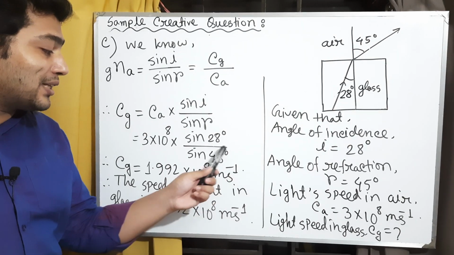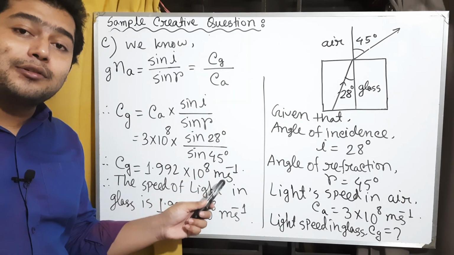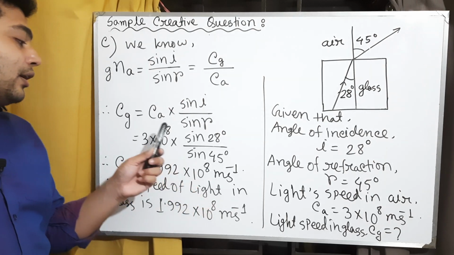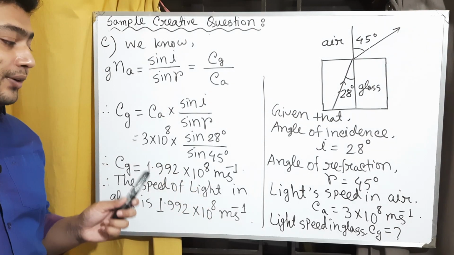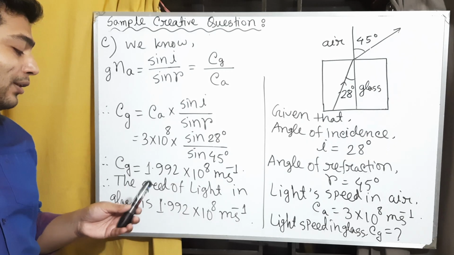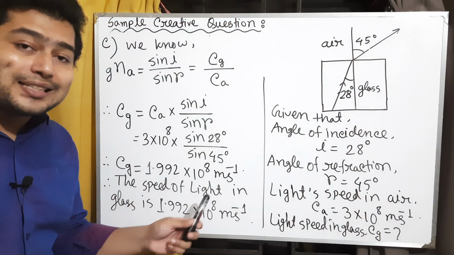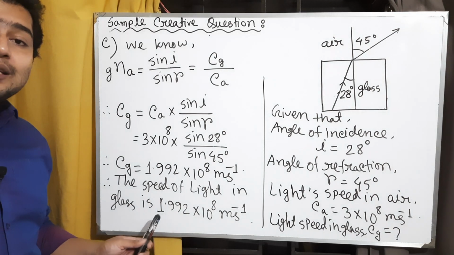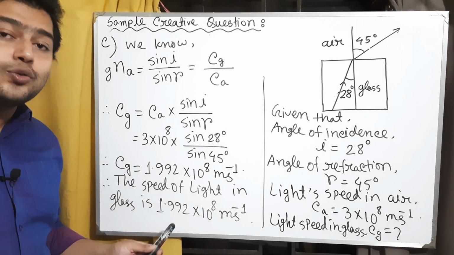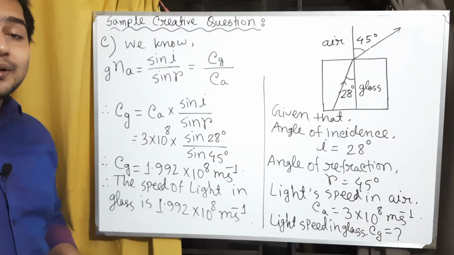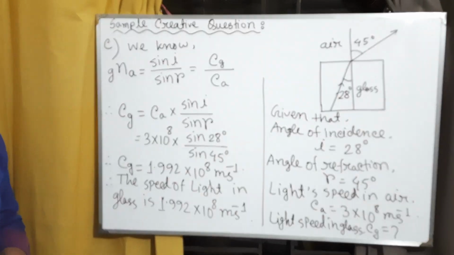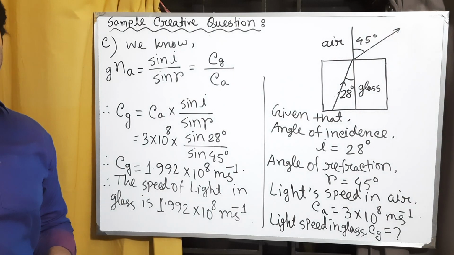So boys, you should be very careful about the units in math, especially in all maths. So here the speed of light in glass is 1.992 times 10 to the power 8 meter per second. This is our answer for question number C.